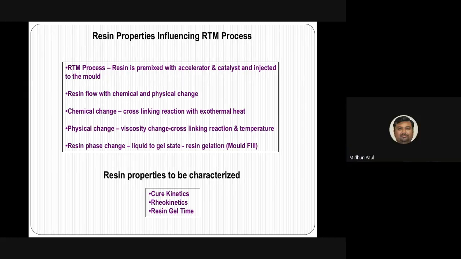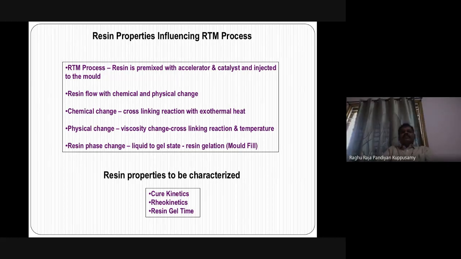Okay, thank you. So resin, we know, is a pre-polymer, one of the raw materials. The resin is pre-mixed with accelerator and catalyst, and it is injected into the mold. So resin flows into the mold with a chemical and physical change. When you see chemical change, the pre-polymers cross-link with exothermal heat evolved.